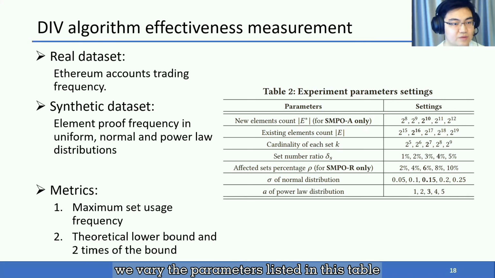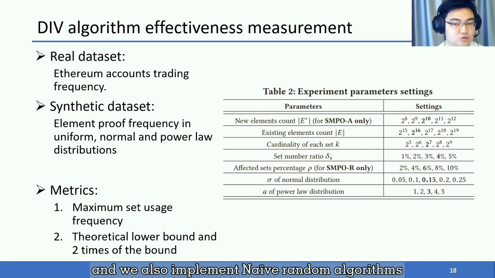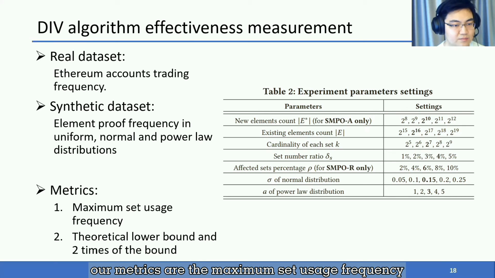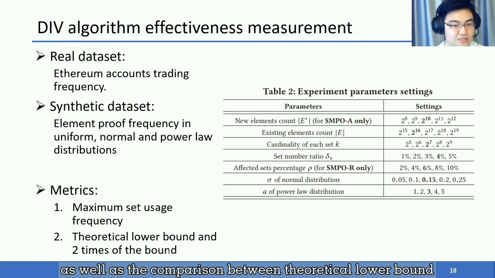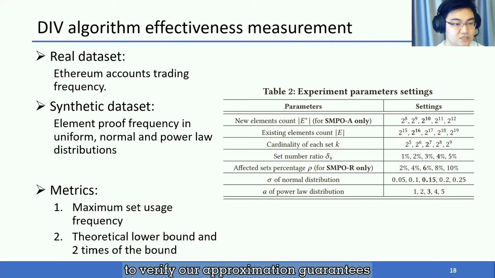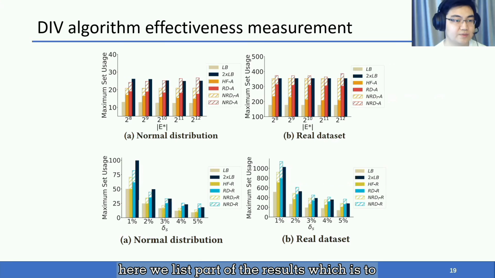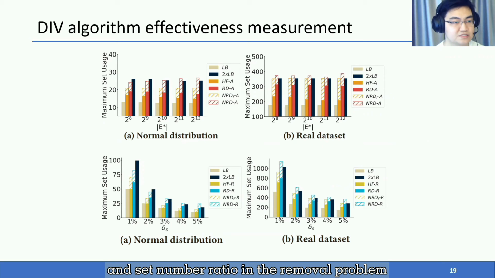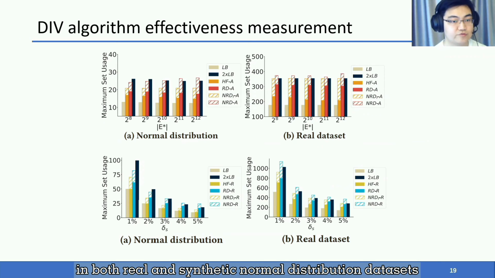We vary the parameters listed in this table for both addition and removal problems. And we also implement naive random algorithms for both problems in different situations as the baselines. Our metrics are the maximum set usage frequency as well as the comparison with the theoretical lower bound to verify our approximation guarantees. Here we list part of the results, which vary the batch size of new elements in the addition problem and the set number ratio in the removal problem in both real and synthetic normal distribution datasets.